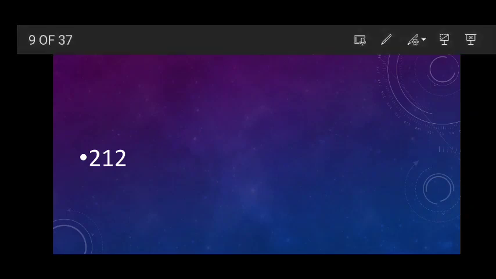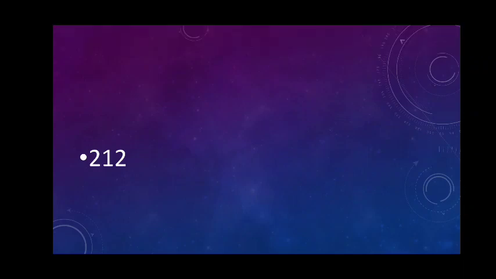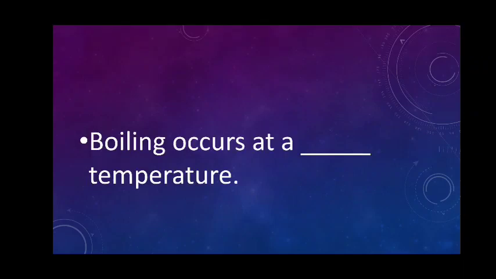So the correct answer is what? Yes, very good, 212. So 100 degrees Celsius is equal to 212 degrees Fahrenheit, and when we compare with the Kelvin scale, it will be equal to 373 Kelvin. Clear? So ice point and steam point. Ice point of Celsius scale is 0 degree Celsius. Ice point of Fahrenheit scale is 32 degrees Fahrenheit. Ice point of Kelvin scale is what? 273 Kelvin.